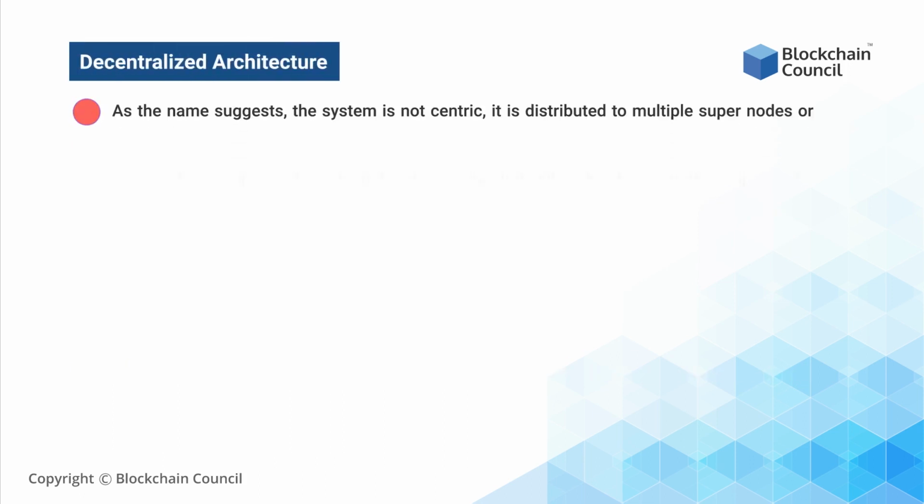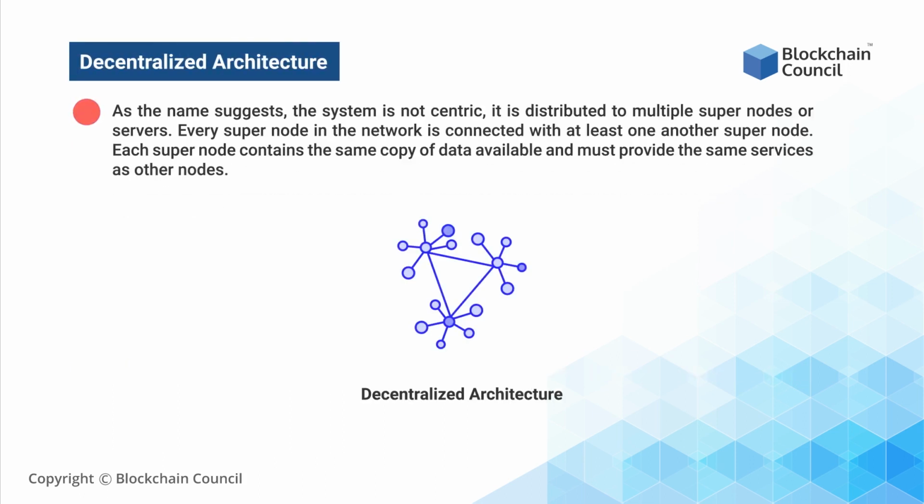Now let's explore decentralized systems. As the name suggests, the system is not centric, it is distributed to multiple supernodes or servers. Every supernode in the network is connected with at least one other supernode. Each supernode contains the same copy of data available and must provide the same services as other nodes.